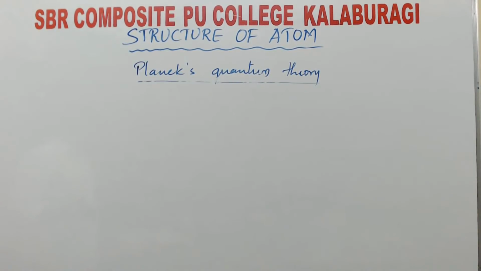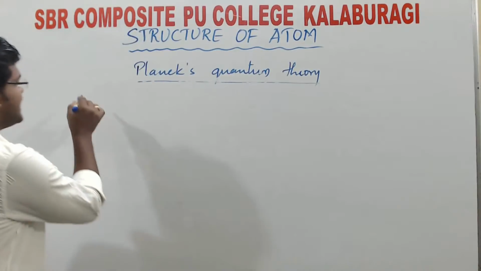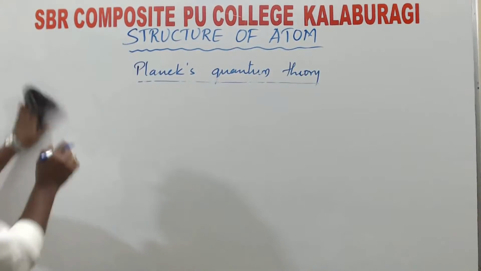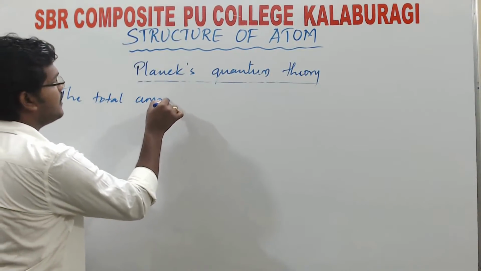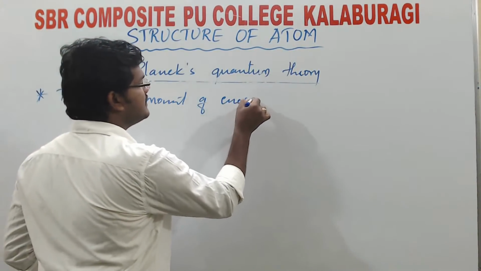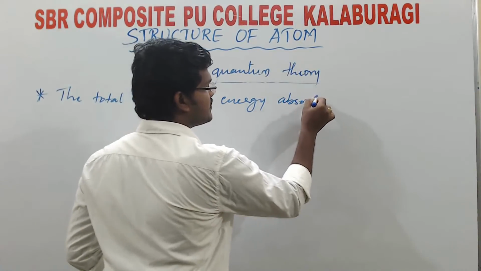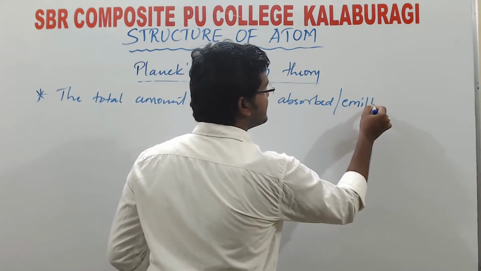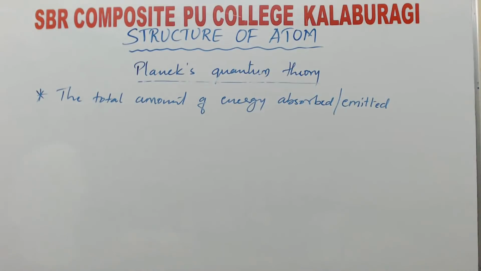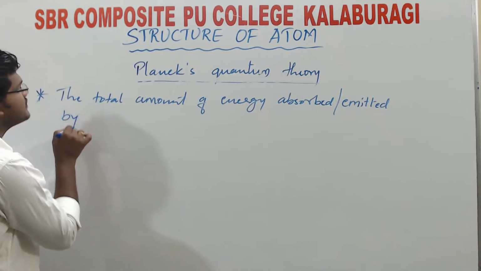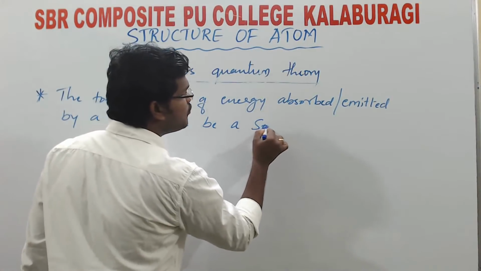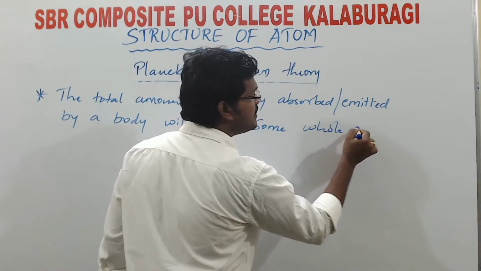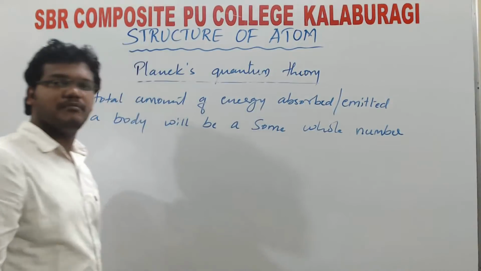Then the total amount of energy emitted or absorbed in a body. That is the third postulate. The third postulate is the total amount of energy absorbed or emitted by a body will be some whole number.